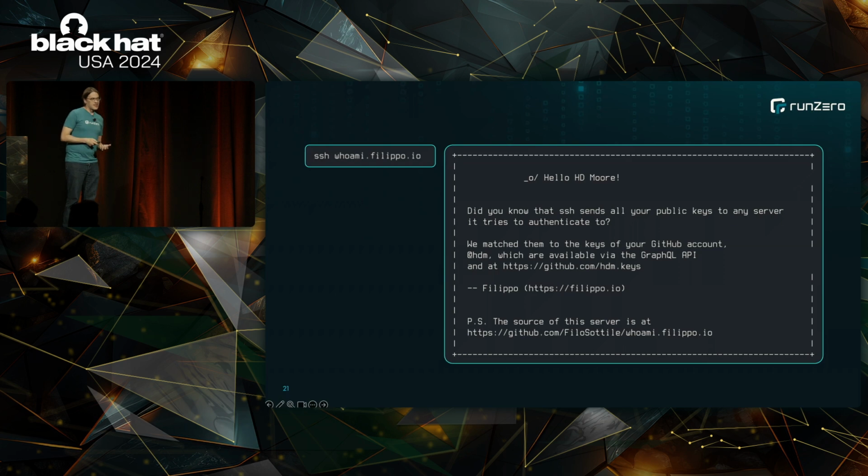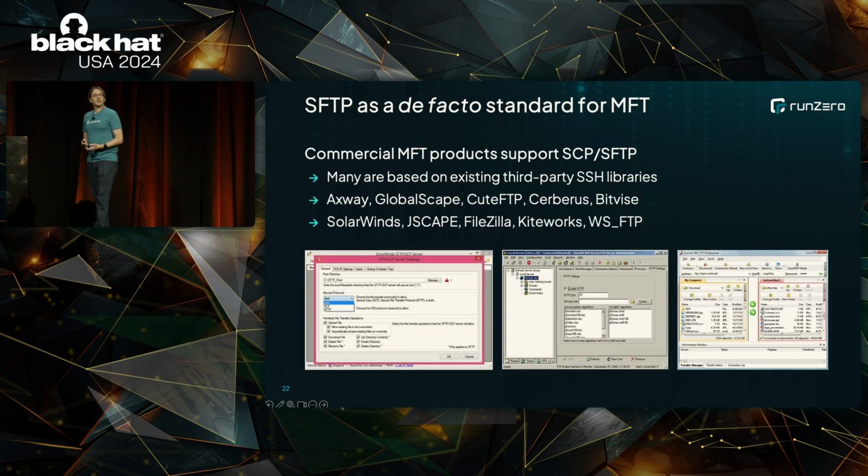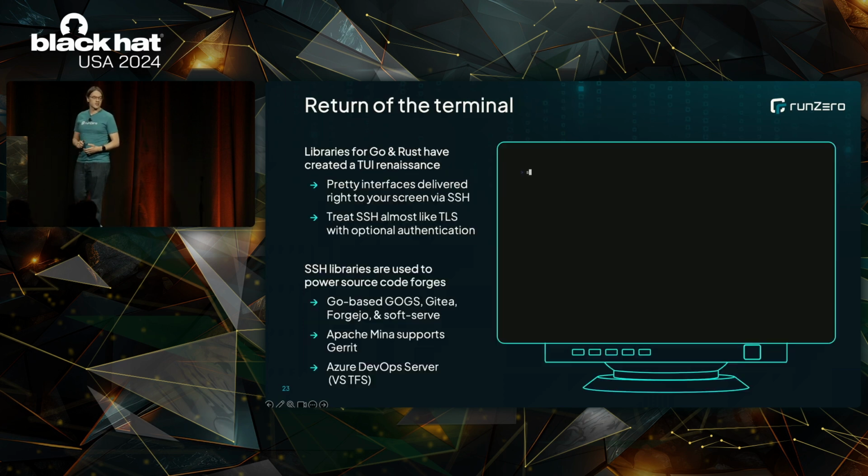In fact, here's HD SSHing into whoami.filippo.io, and in fact, they know who he is because of his SSH key that was scraped from GitHub. SSH has also become the de facto standard in secure file transfer, and it's very common in these border gateway devices where you're uploading documents across secure domains. So like when you're uploading your medical records, or applying for a mortgage, you might end up using SFTP. And this is great because it's a much more secure protocol than we used in the past, but it also makes these things extremely high-value targets.